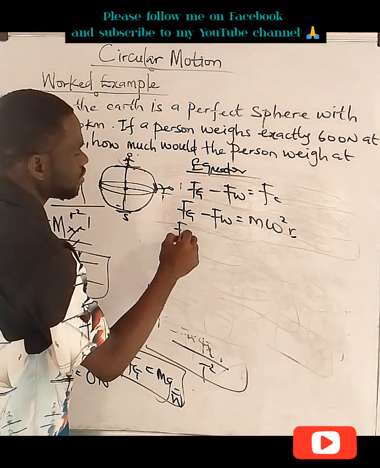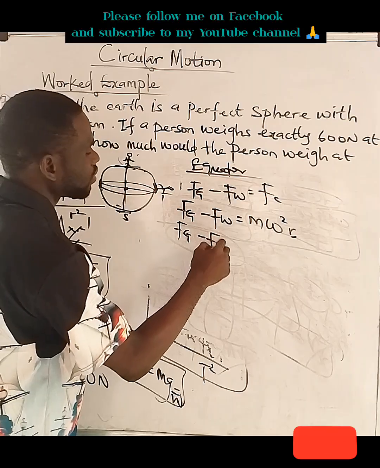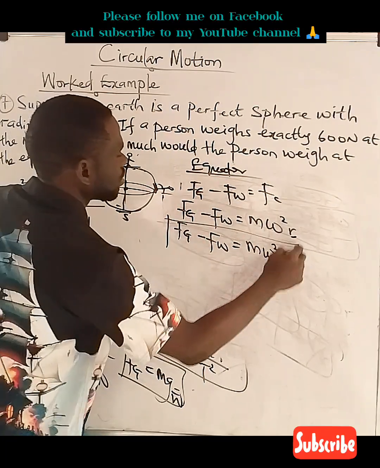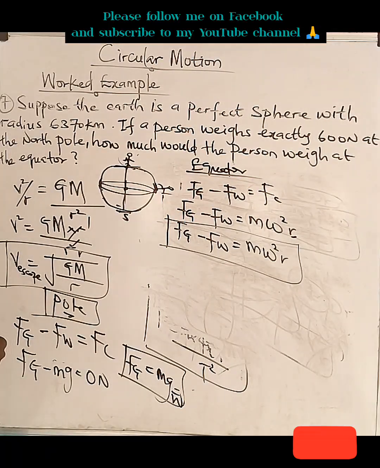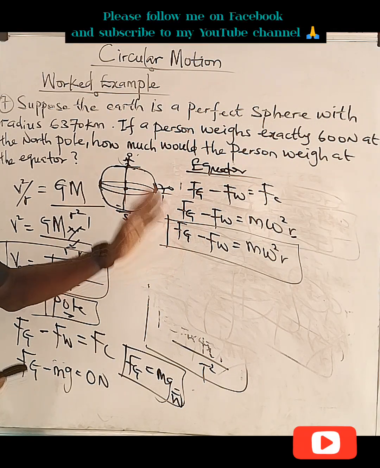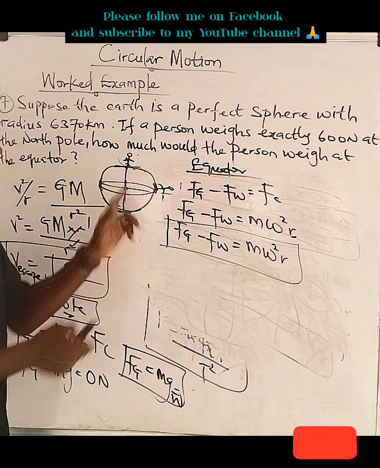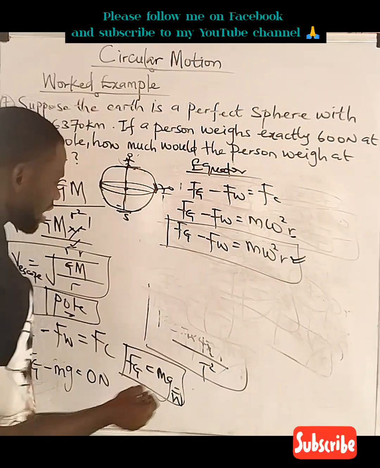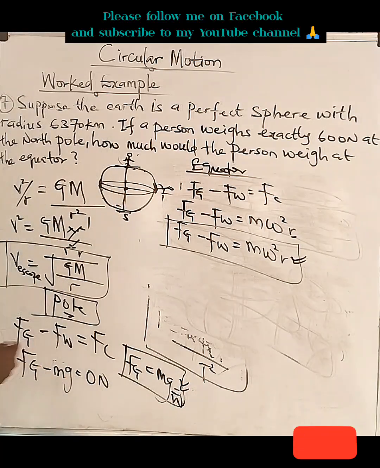So the force of gravity minus the weight equals that, which is the major formula for the weight of the body in relationship with the force of gravity at the very equator. So these are the things we're going to be using. We're going to be using this, and we're going to also be using this to solve what we have right here on the board. Now let's go back to the question.